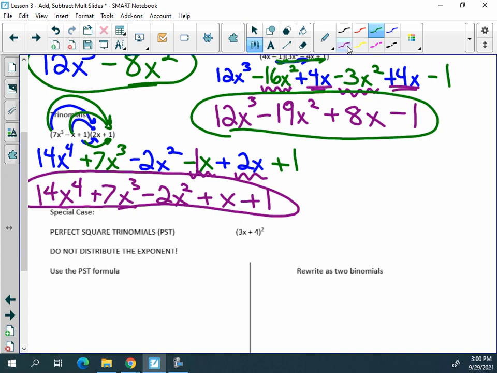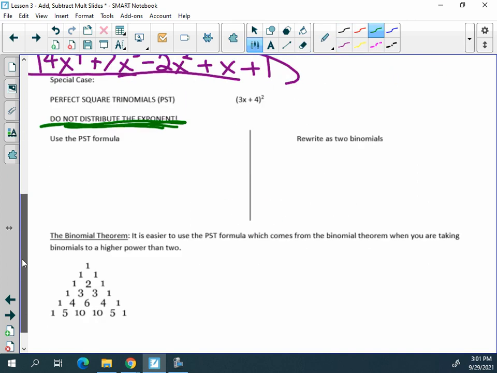So let's talk about this special case. What happens if I give you a binomial and I ask you to square it? Well, because it's a binomial, I cannot distribute the exponent. I can't just say, oh, it's going to be 3x squared plus 16. No, that's a lie. All right, and you'll see why. So there's two different ways you can think about it. One is through a formula that I will show you in just a moment.